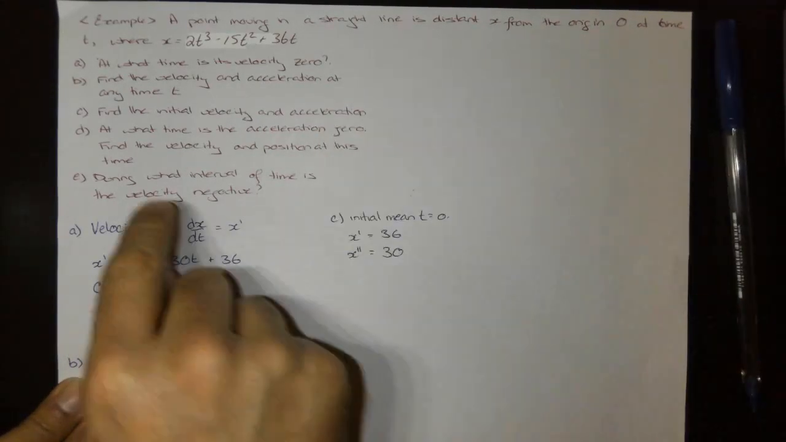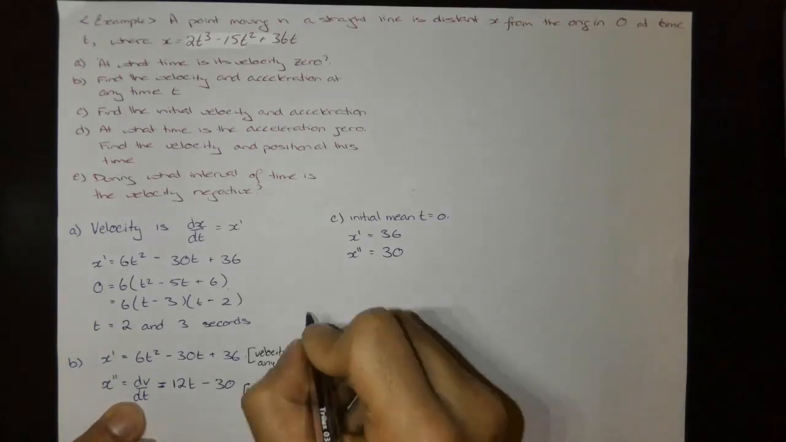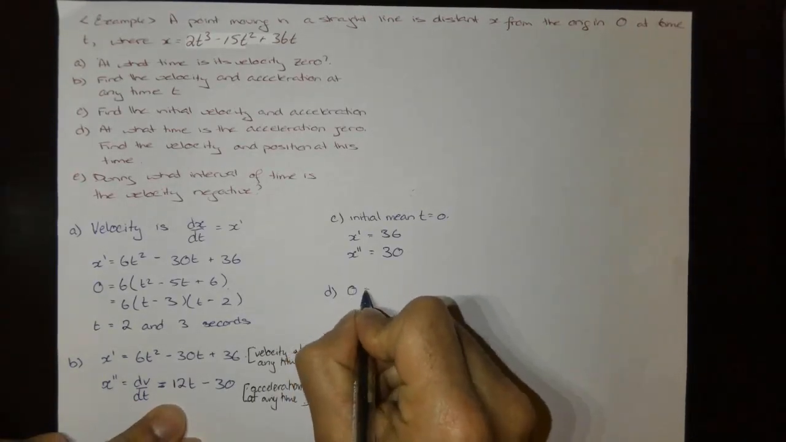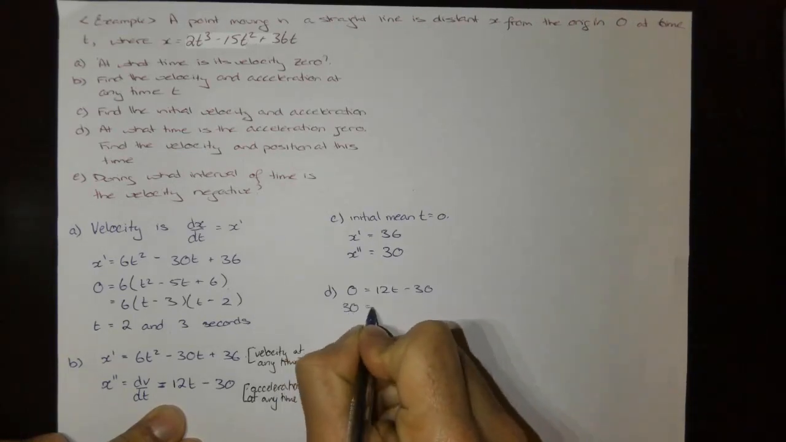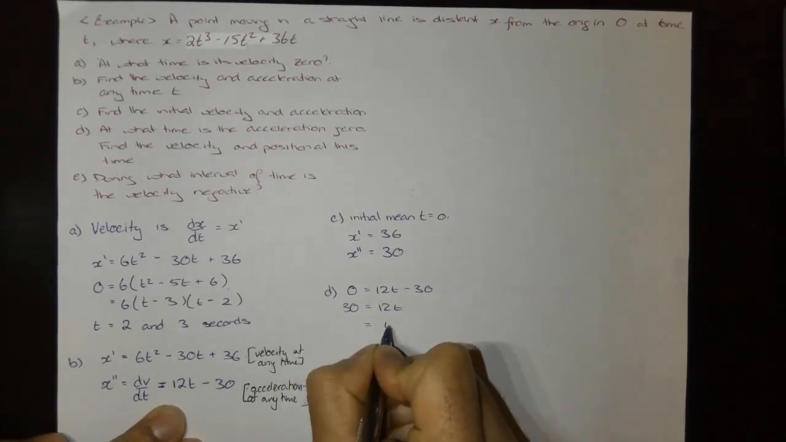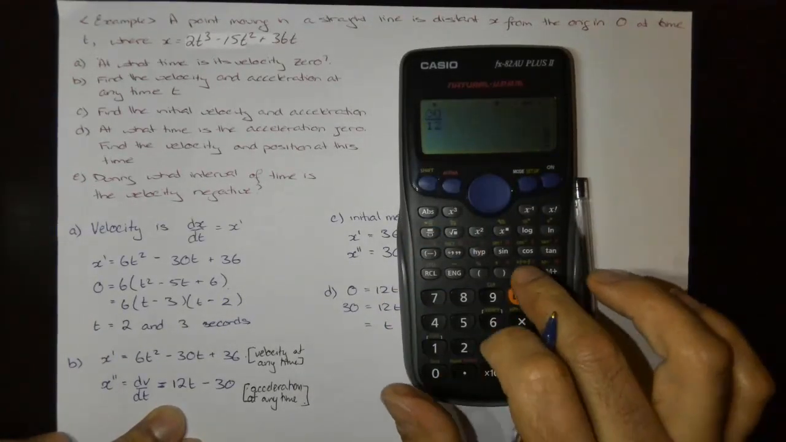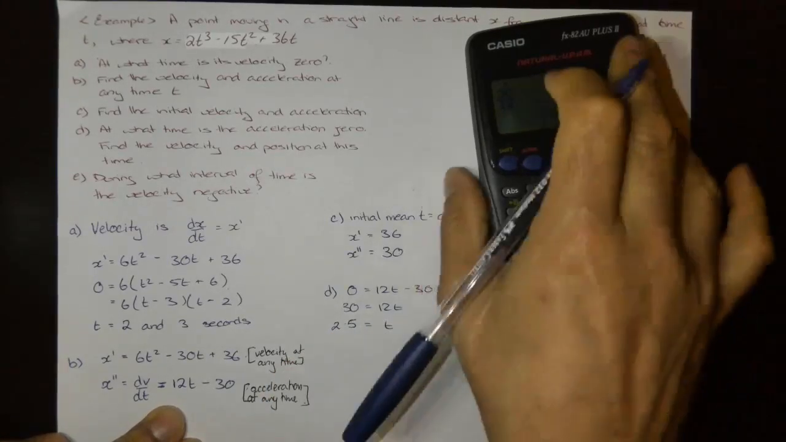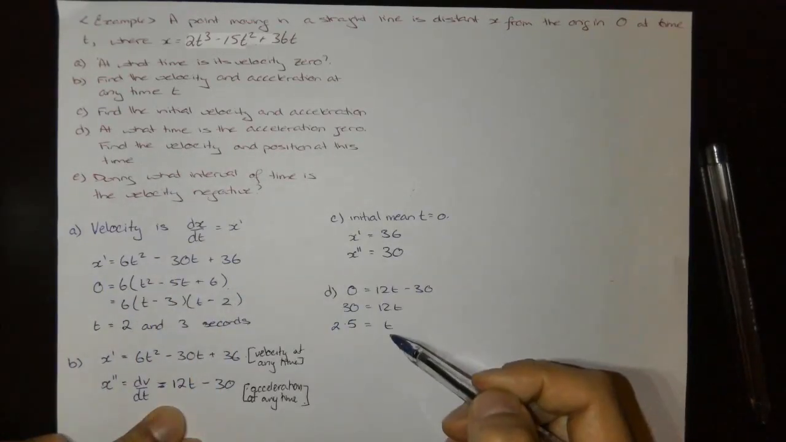At what time is the acceleration 0? So when the acceleration is 0, that's 0 equals 12t minus 30. 30 equals 12t. So t equals 30 divided by 12, which is 2.5. So what time is acceleration equal to 0? Well, that happens at 2.5.